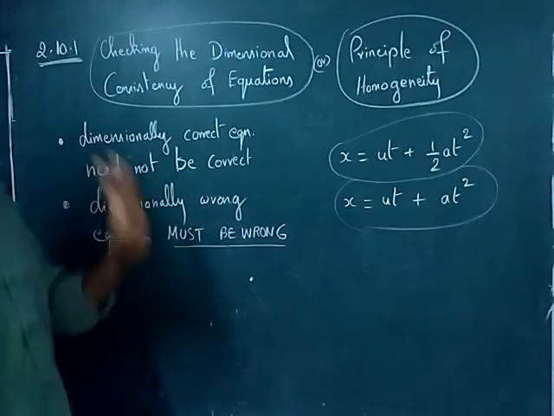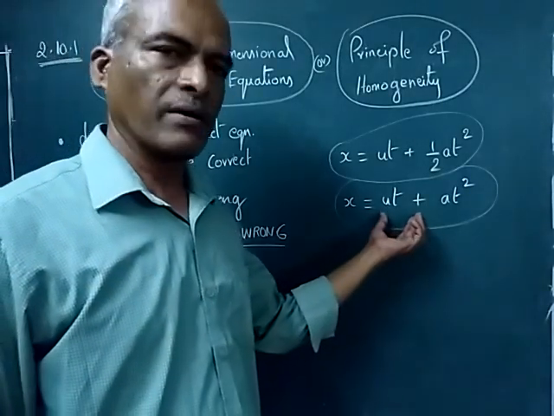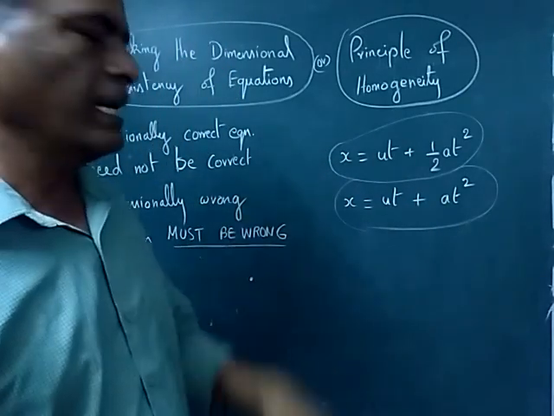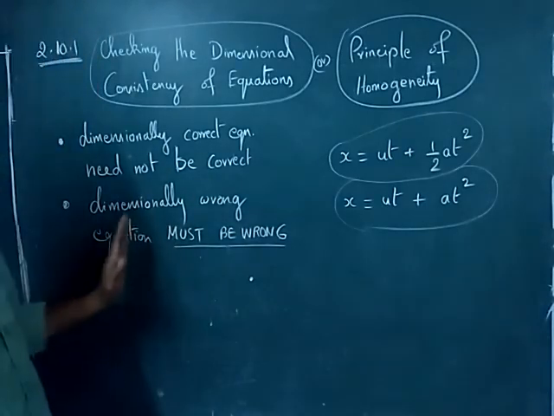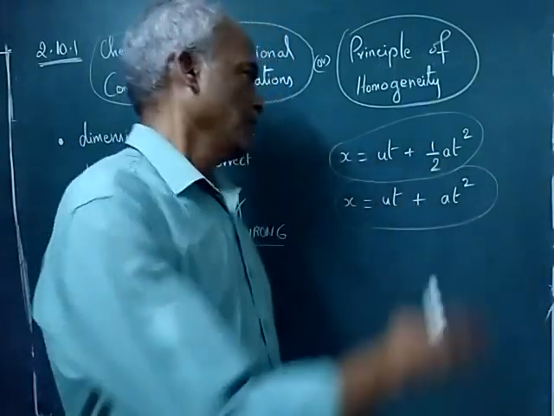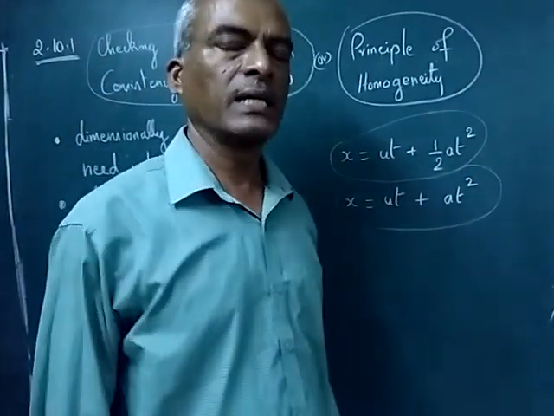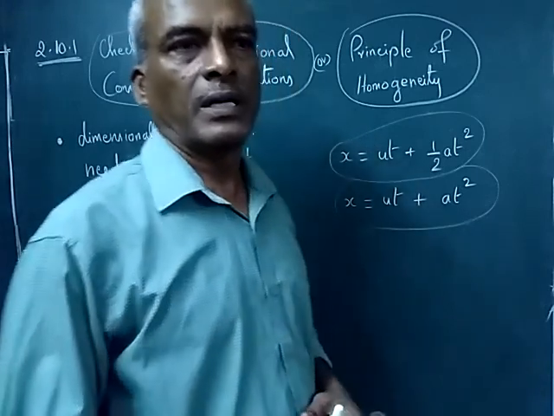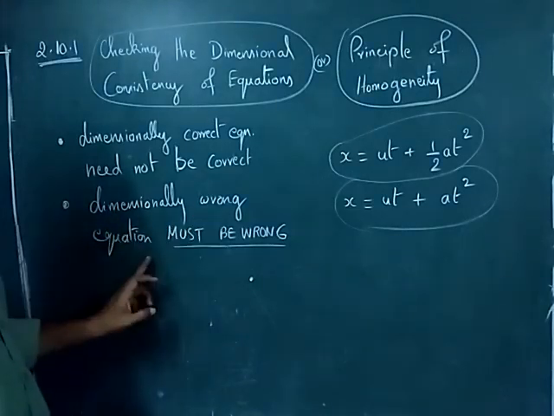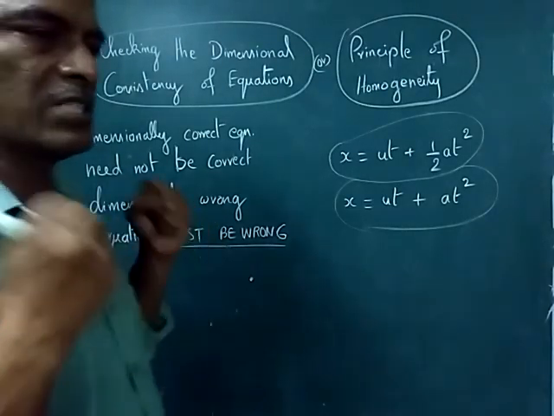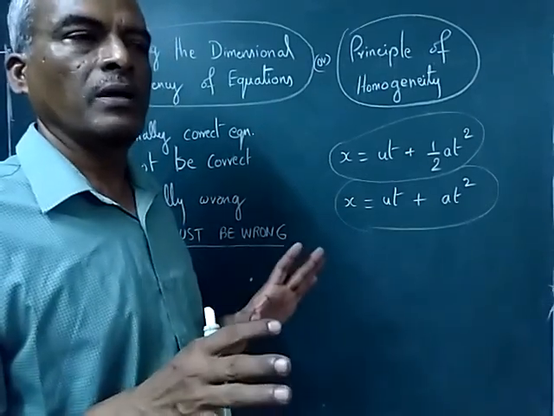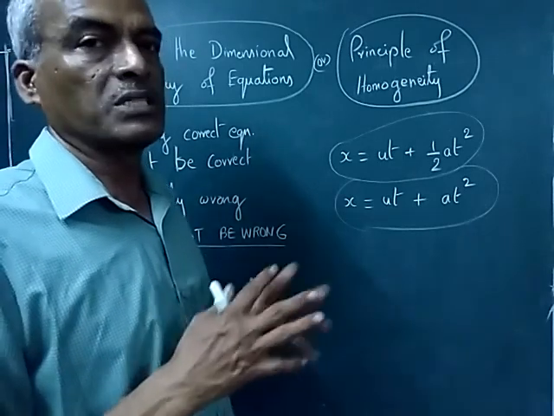Need not be correct. That means this is not correct. Actually, this is correct. The first equation is correct. And in the second case, a dimensionally wrong equation must be wrong. Suppose dimensionally the left hand side is not equal to the right hand side. In that case, the formula itself is wrong. That's what we say. Dimensionally wrong equation must be wrong. Dimensionally it has not been verified means definitely it's a wrong equation. Dimensionally verified correct equation need not be wrong.